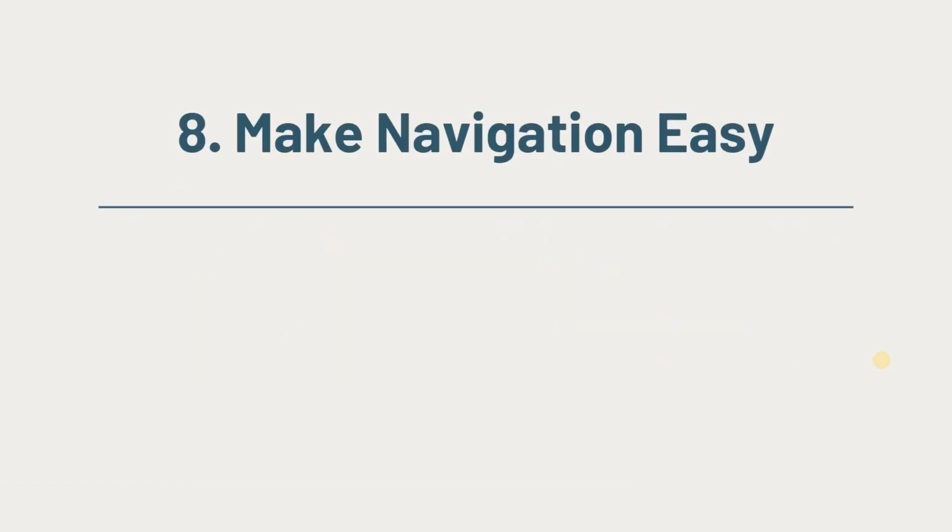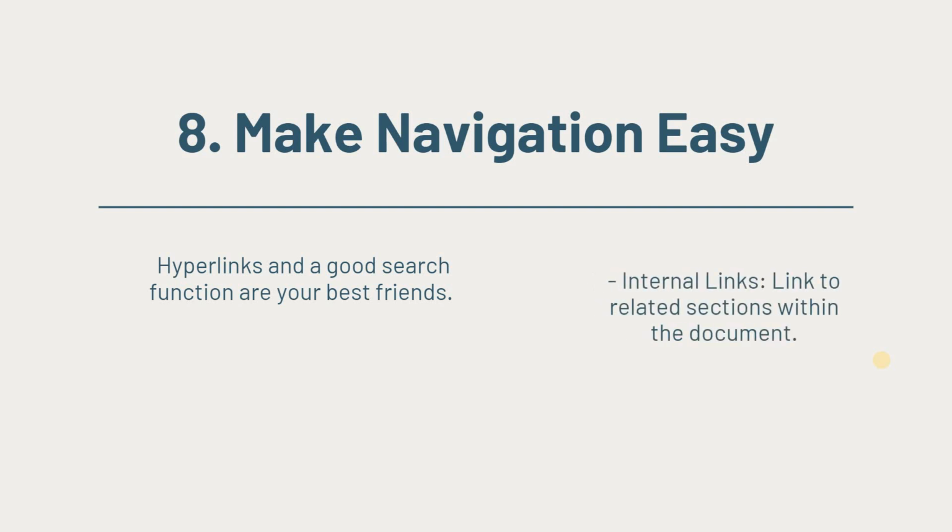Make navigation easy. Hyperlinks and good search functions are your best friend. They help users jump to the sections they need without having to scroll through endless pages. So as I mentioned, you can use hyperlinks: internal links to relate to sections within the document, and external links which link to additional resources like official documentation or tutorials that you would recommend your readers to refer to. Search functions: if you have robust content, be sure you have a search feature on your documentation so that users can easily search for specific keywords within your documentation.